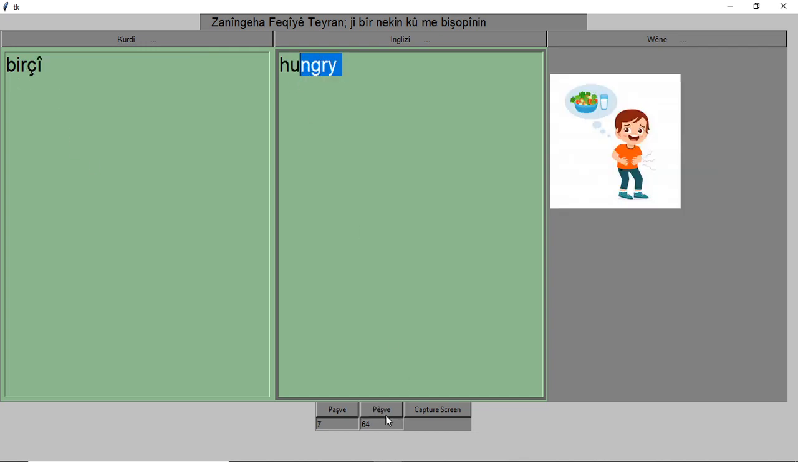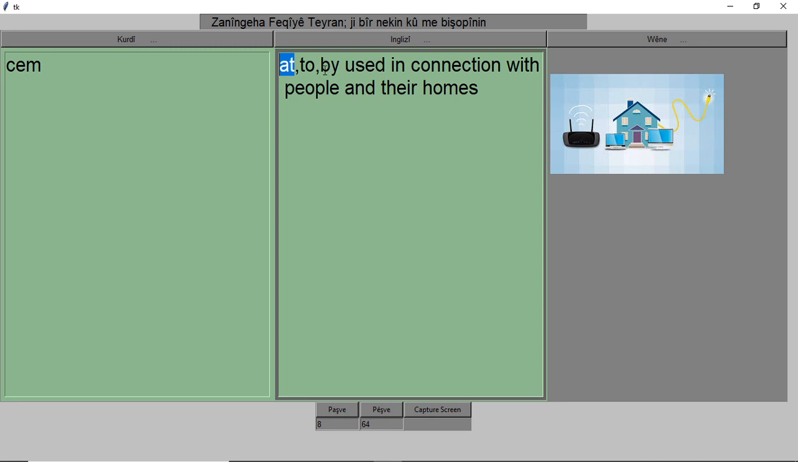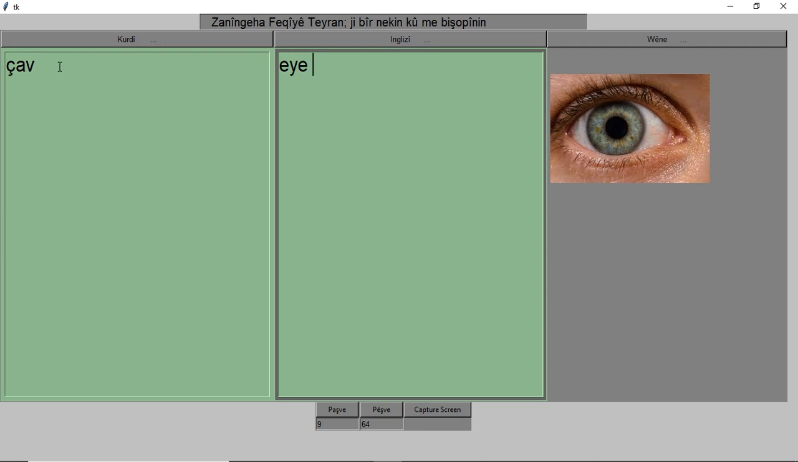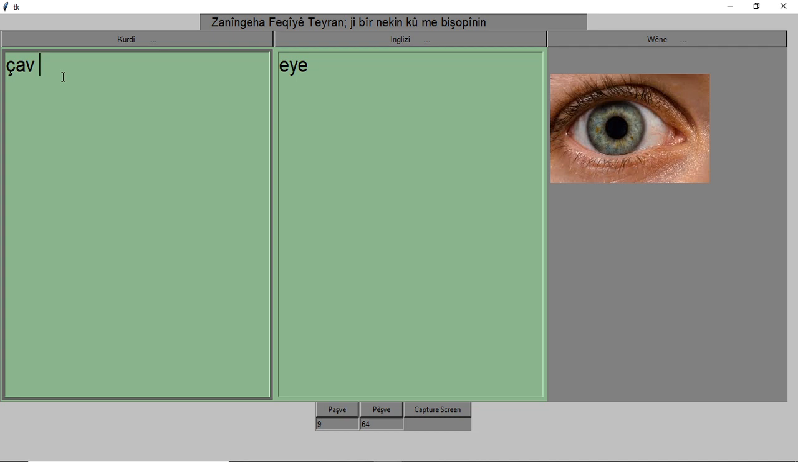Birchi, hungry. Jam, at, to, by, being with someone. Chav, eye. Chav, eyes. Actually, chav, chavin khwe, chavin man, chavin. So probably to make this plural we have to use like this, chavin. Chav is one, chavin man, my eyes.